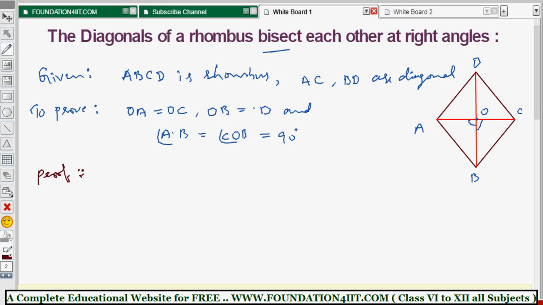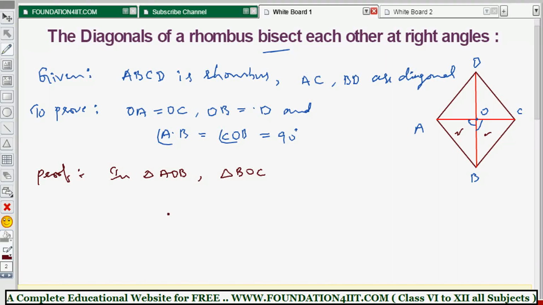So for the proof, I have to take two triangles: AOB and COD. If I prove these two triangles are congruent, then we can say that OA equals OC. For any type of theorem, we need to take the particular triangles. If you take the diagonals, which bisect each other, you should take the triangles that allow you to prove it. From these two triangles, we need to prove one of the congruence axioms.